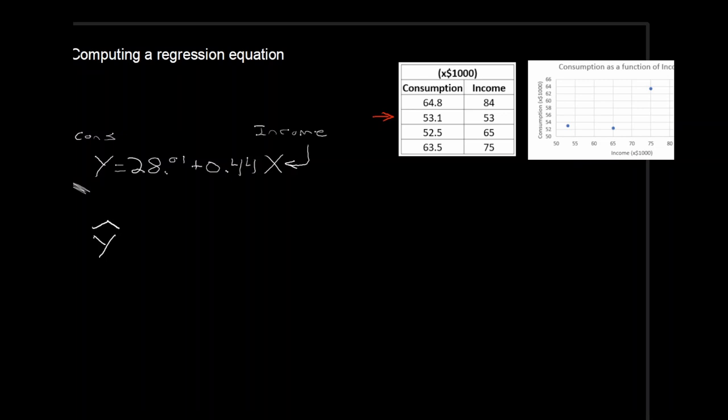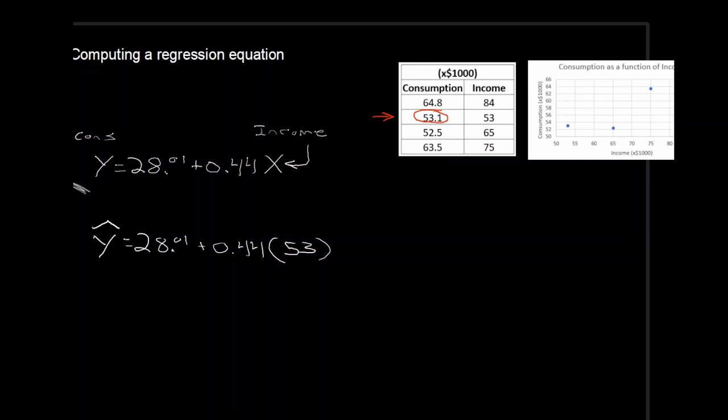That is, we're going to say, hey, when we have an income of 53, what is our predicted consumption? We know that we have an observed consumption of 53.1, but of course there's going to be some error built into that. So what is it? Let's work that out. We have our intercept, 28.01, plus our slope coefficient of 0.44, and then we'll put in our income that we're interested in, 53.